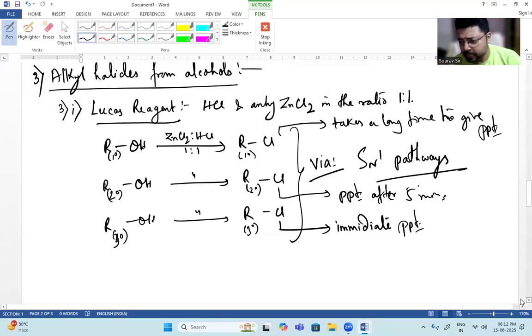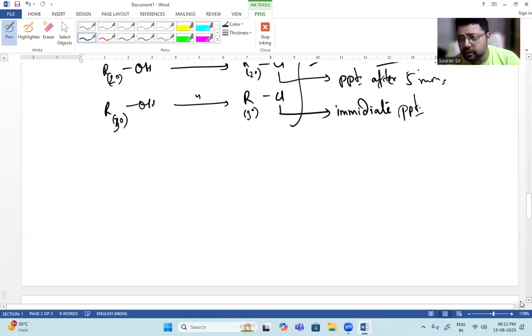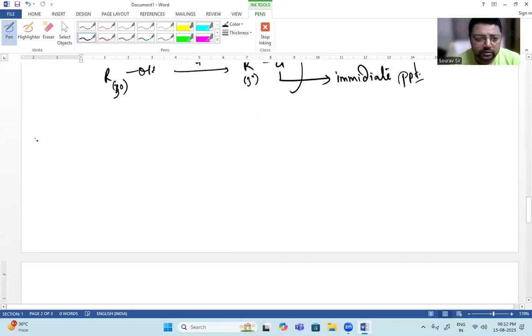Next, another way in which we can prepare alkyl halides from alcohols is that we can use HBr and H2SO4 under reflux.